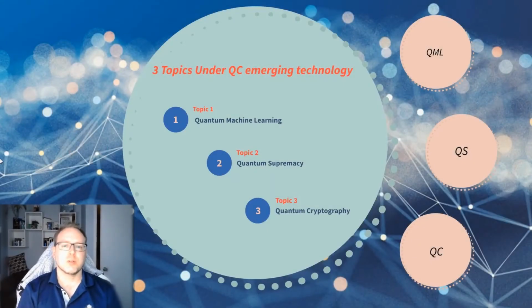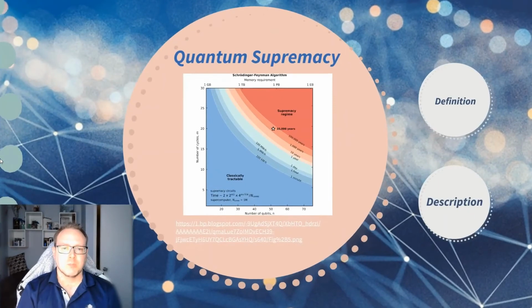Let's move on to QS, or quantum supremacy. Now, the idea here is we have two competing technologies. We have classical computing and we have the emerging technology quantum computing. And they are in a race with one another to basically just see which one's faster. Tried and true technology is eventually going to be surpassed by quantum computing. And at that point, we will have reached quantum supremacy.